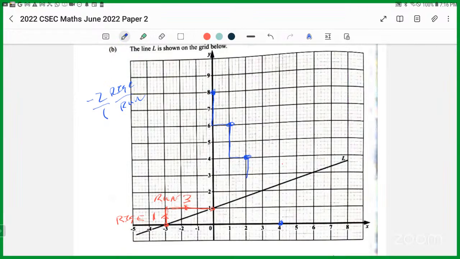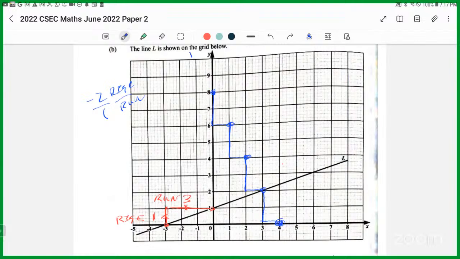Down 2 again, run 1 to there. Down 2 again, run 1 to there. All those points are on your line. So we could have gotten it like that. But as I said, we could have just used these 2 points that we got on the axes and drawn the line anyway. All right, so basically that is it.